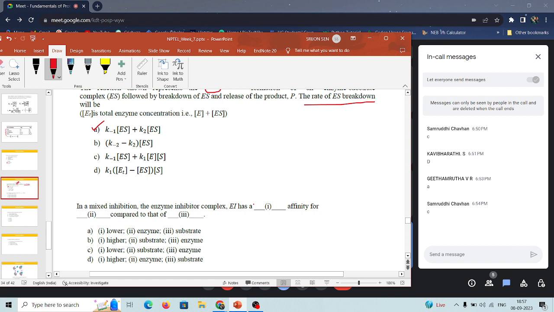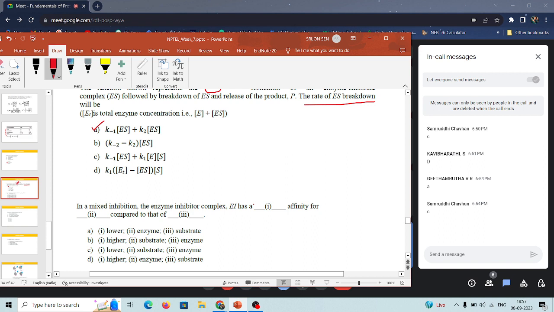So what are the options? Let us look into the options. When we cannot answer after looking into the question, we have to try answering after looking into the four options or the four hints that are given to us. So in the first place, it can be lower or higher. In the second place, it can be enzyme or substrate, and in the third place, it can be enzyme or substrate. Okay. Now let's try answering one of them.